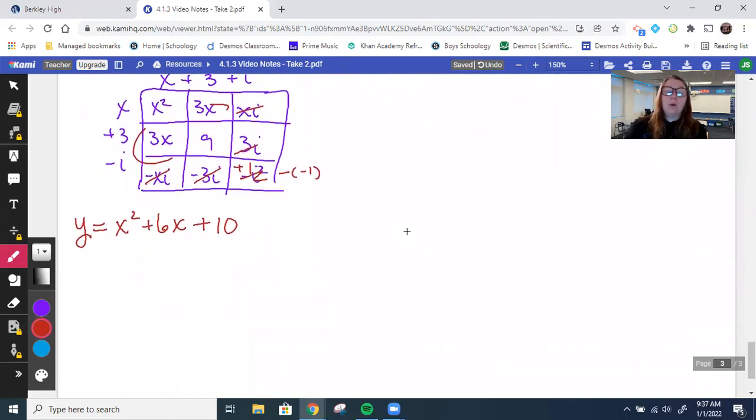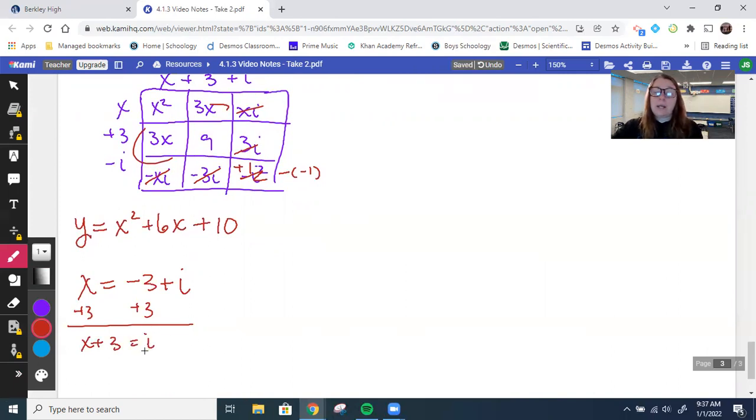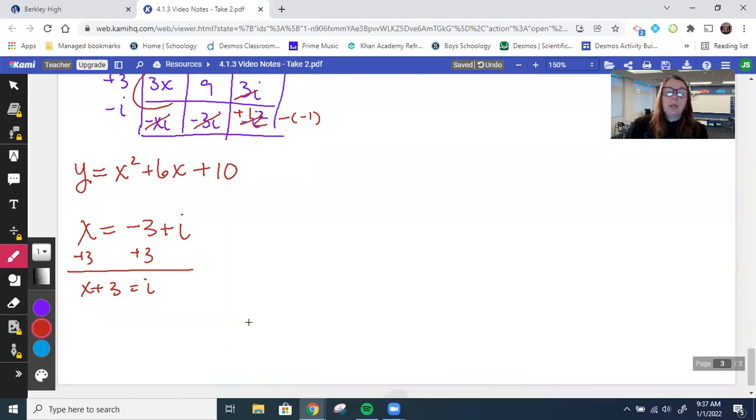Okay, I can use that same idea with these. So if I know that negative 3 plus i is a root, I know x equals negative 3 plus i. And then what I could do is move these over to make the factor. But instead of moving both of these over, I'm going to just move over the 3, and I'm going to get x plus 3 equals i. I did that because I know if I square i, it's i squared. Here, if I square this, it's a little bit more work.